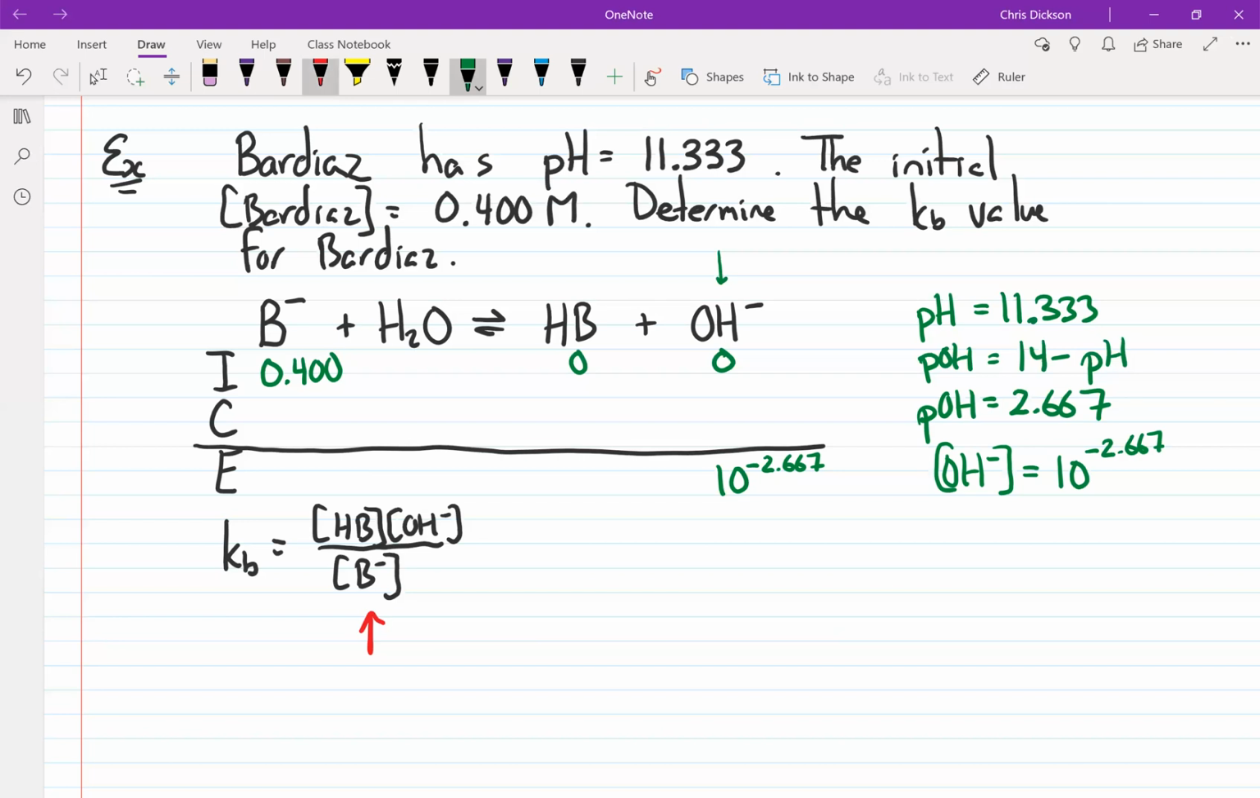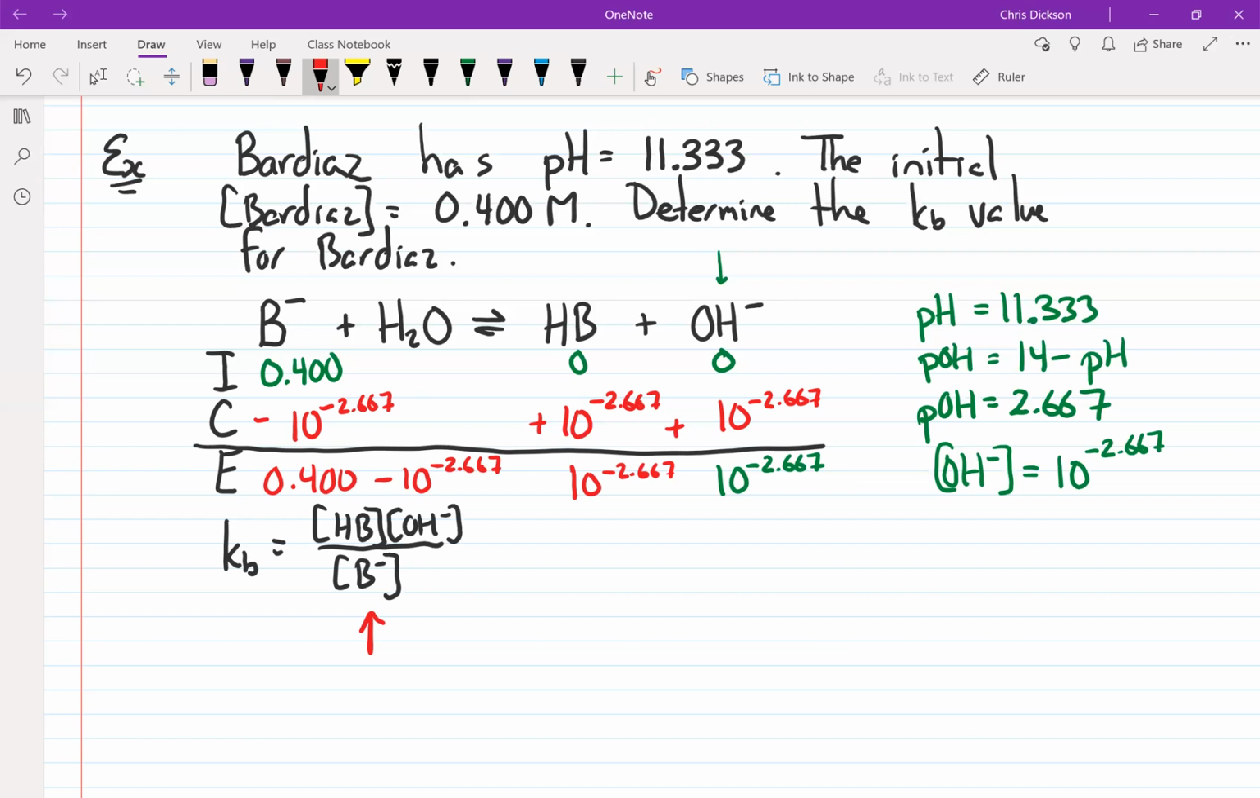What am I trying to find out here? Well, I guess I should try to find out what the change is. I know this must have gone up by the same number, this must have gone up by the same number, and it must have gone down by the same number. And I know this here would be 10 to the negative 2.667. And over here would be 0.400 minus 10 to the negative 2.667.